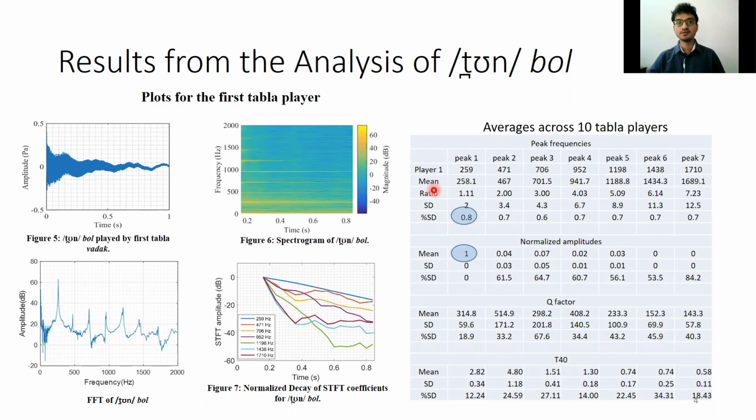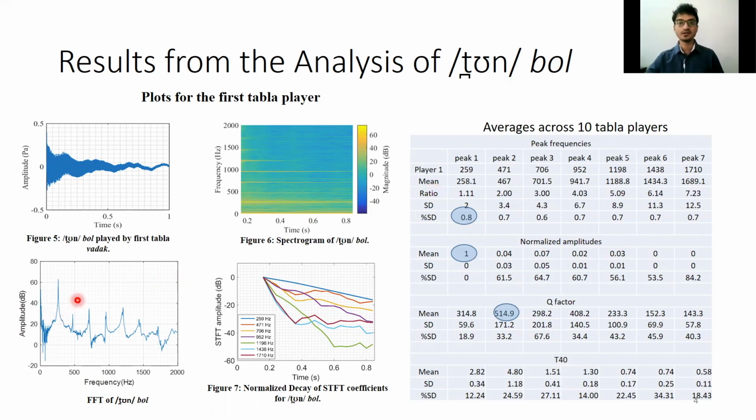The mean of normalized amplitudes shows that the first peak is the highest. Mean of Q factor shows that the second peak is the sharpest. However, it has relatively smaller peak amplitudes. This trend can be confirmed from the FFT of tun bol played by the first tabla player.